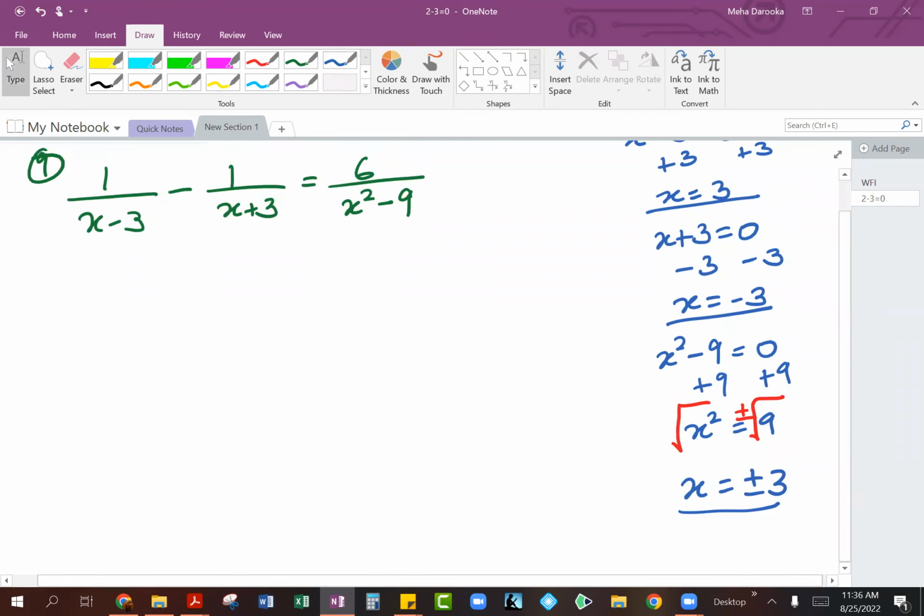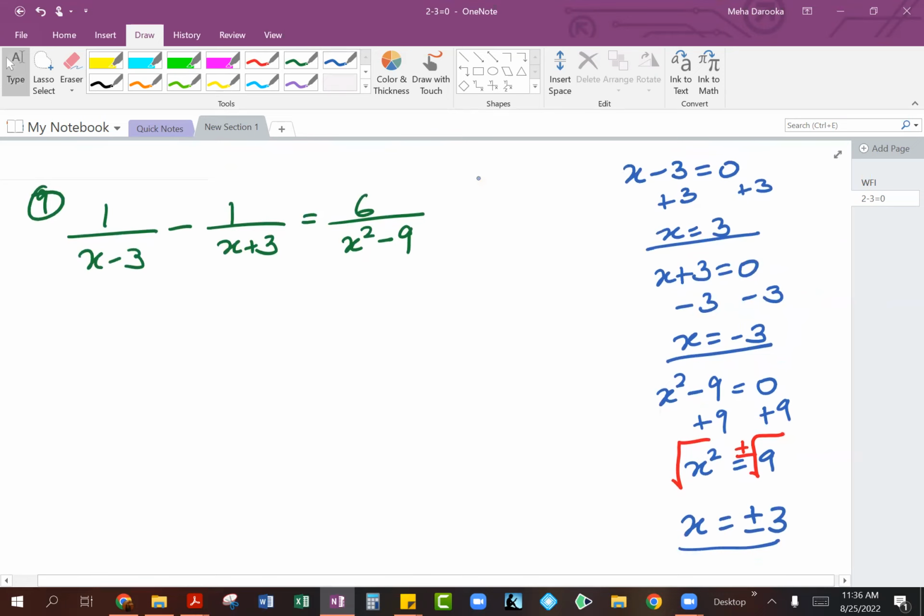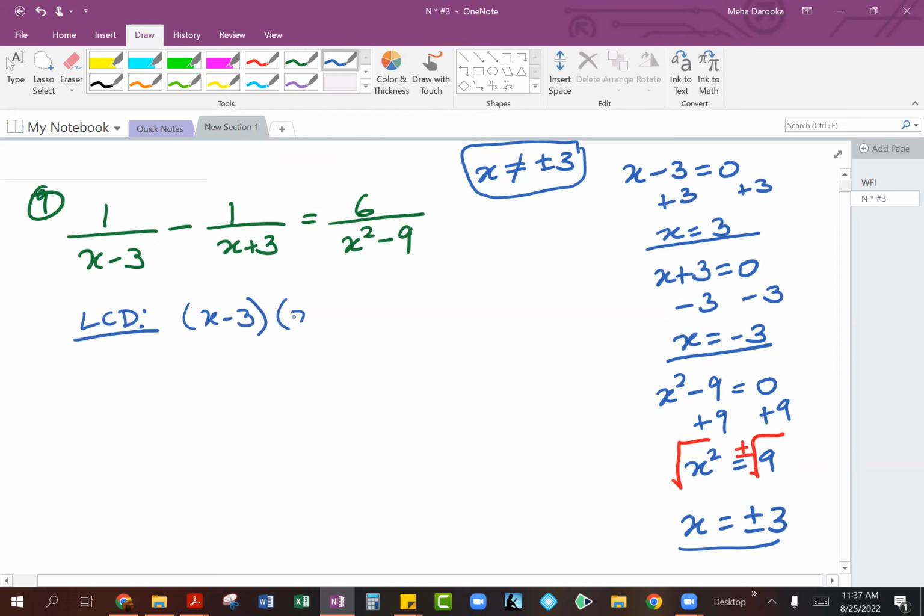So essentially, you can see two numbers are not going to work in our solution, and that's +3 and -3. So x cannot equal positive or -3. Let's talk about our least common denominator. So of course, we've got x minus 3, we've got x plus 3.